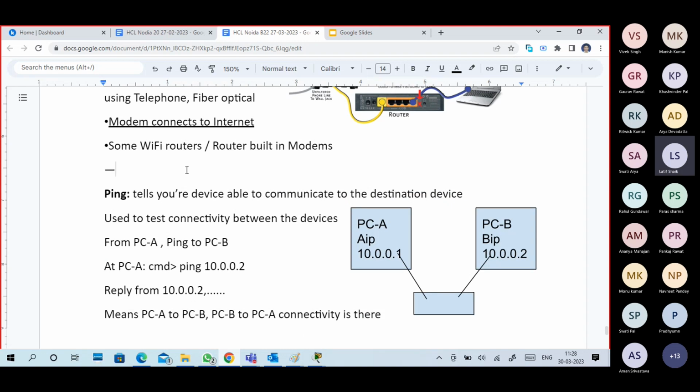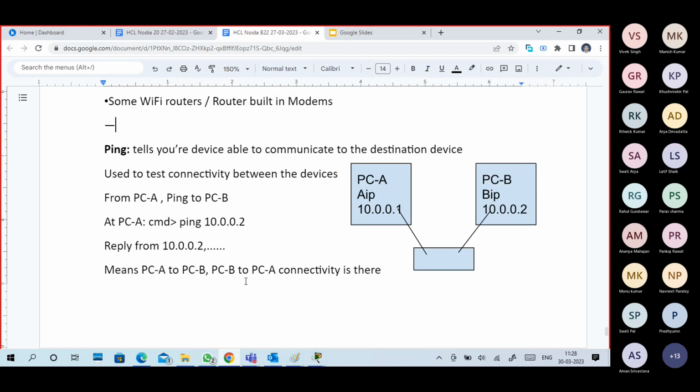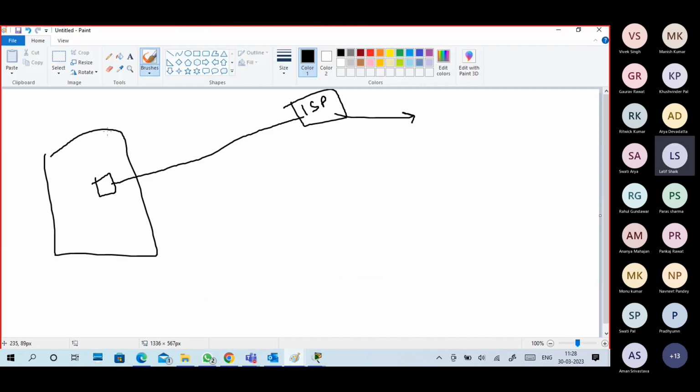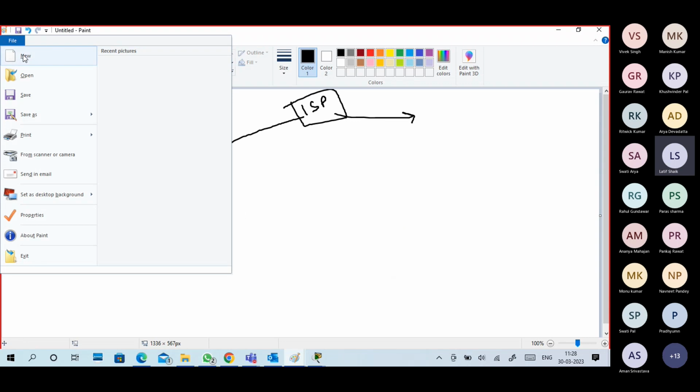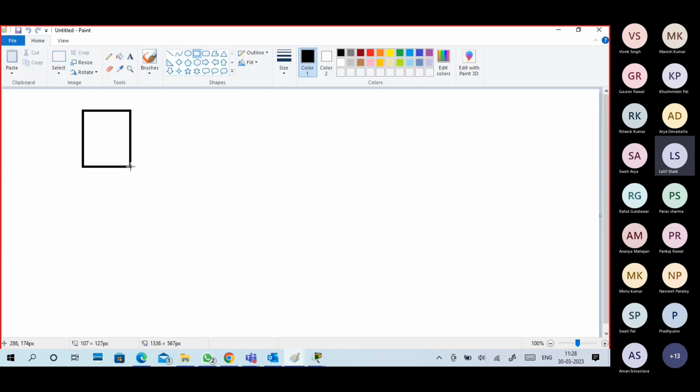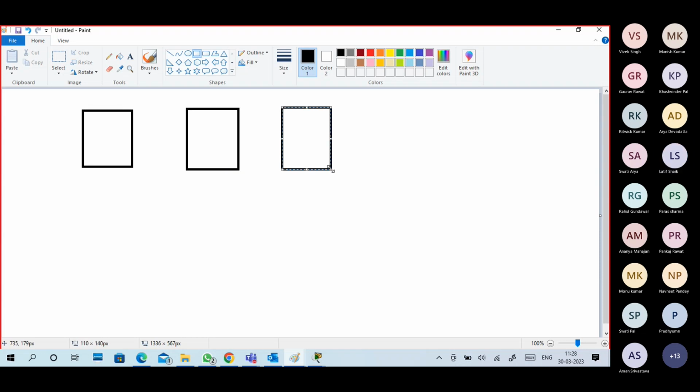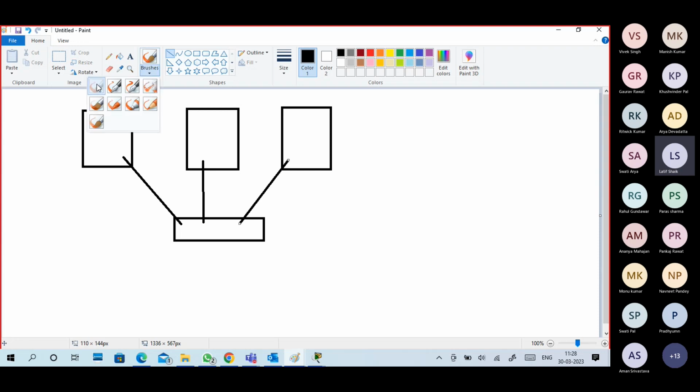Guys, this is for troubleshooting and understanding. Just think like this: I have devices connected in the network, either a local LAN or a remote network, whatever it is. Now I want to make sure I can communicate from my device to another device. From A to B, can I communicate or not? From A to C, is there communication or not?